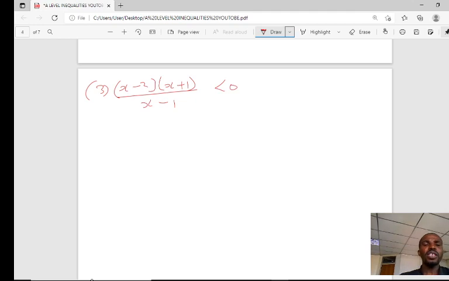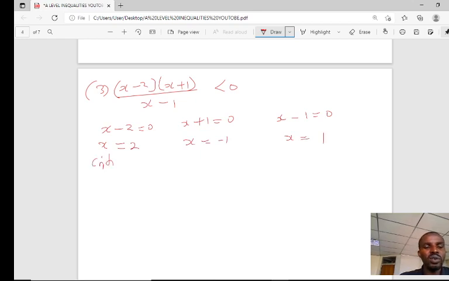Right. So on this one, it's already factorized. What you just have to do right away is to find the critical values. So you take this one on top, x minus 2 is equal to 0. Then x plus 1 is equal to 0. Then the denominator, x minus 1 is equal to 0. On this one, you find x is equal to 2, then x is equal to minus 1, x is equal to 1.